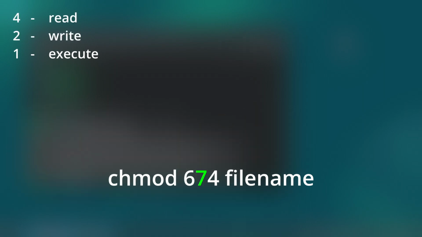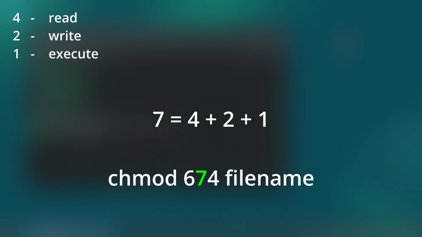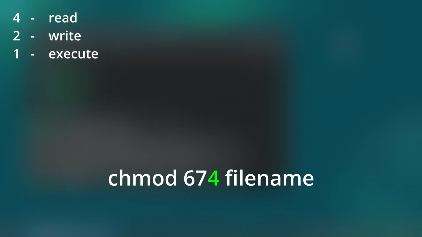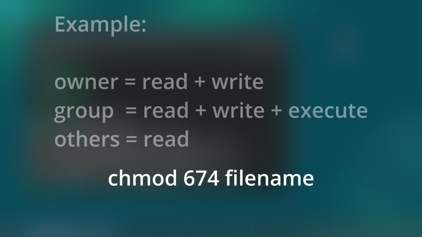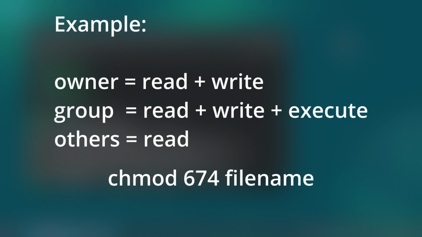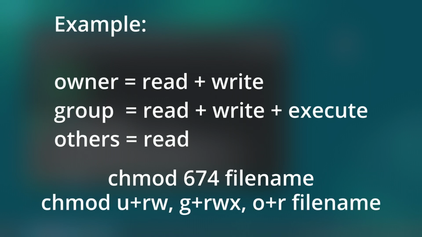Similarly, 7 is in the second place. Second place is for group permission. 7 is equal to 4 plus 2 plus 1. That means read, write, execute permission for group. The third position is for others. We are setting 4 in the third position. That means we are giving only read permission to others. That's it. If you want to represent the same in symbolic mode, we will write chmod u+rw,g+rwx,o+r.